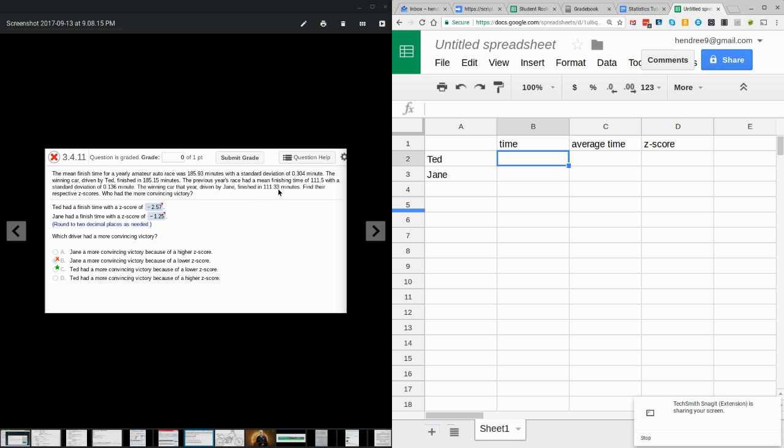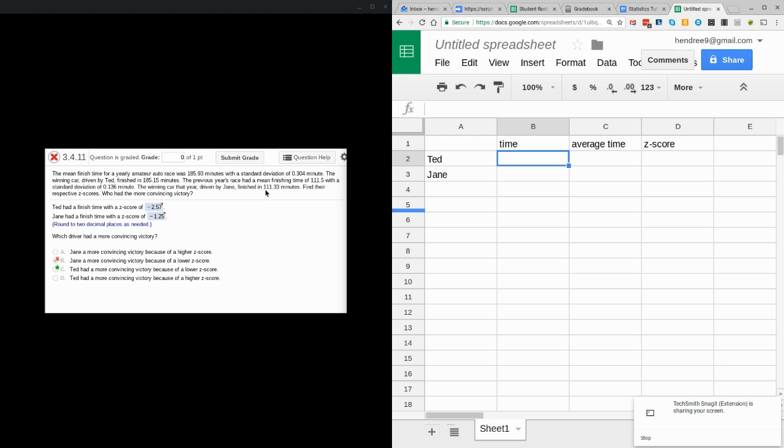One reason that you wouldn't compare them directly is maybe the driving technology. The cars have gotten better. So even though Jane finished faster than Ted, it might be because she has a better car, not because she was necessarily a better driver. And so that's why we want to compare the z-scores, because the z-scores will discount the different technology. It will only compare how much better Jane was than the average in her year versus how much better Ted was versus the average in his year.